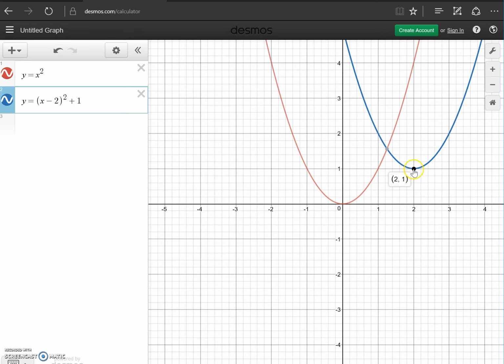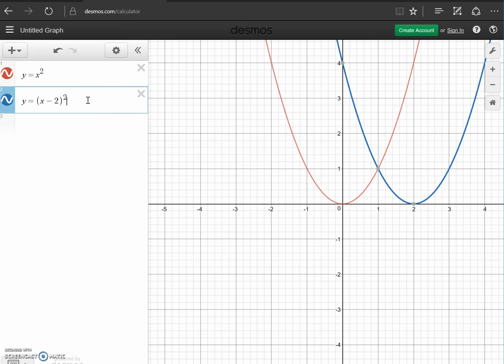And again, think about this point, (2, 1). Remember, 2 minus 2 is 0, and 0 squared is 0, and 0 plus 1 is just 1. So the y value is really just increasing by this number here. So if I put a plus 2, notice now it went up from 0 all the way up to 2. If I put a plus 3, it moves up to 3.